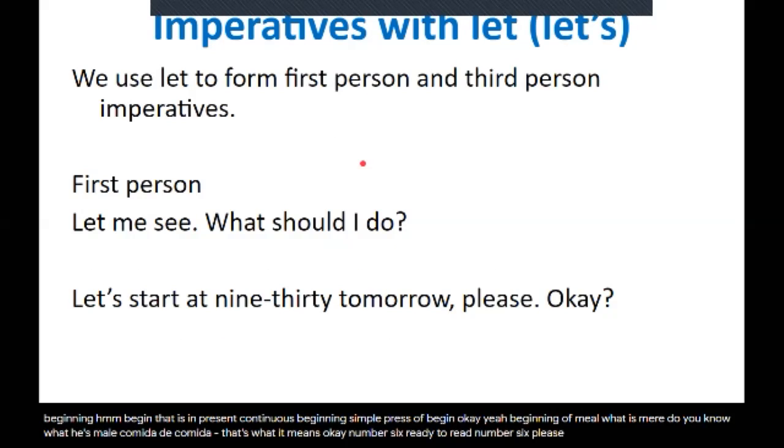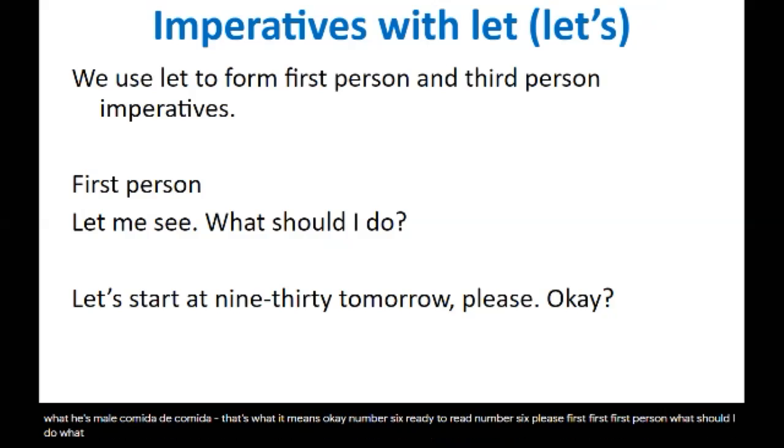Number six, please. Okay. Imperatives with let. Let's. We use let to form first person and third person imperatives. Let me see. What shall I do? What should I do? Let's start at 9:30 tomorrow, please. Okay. Very good. What does that mean? Let's. ¿Qué significa let's?